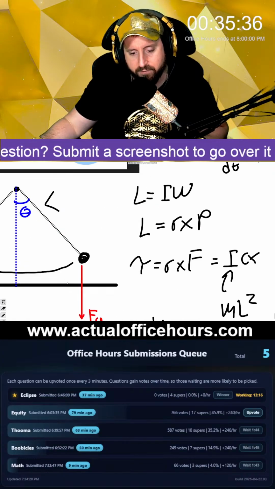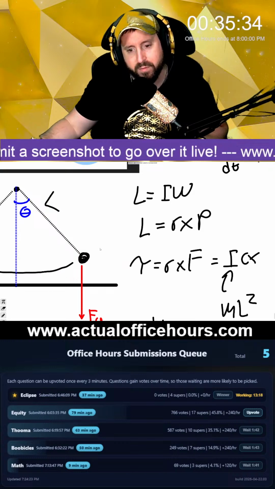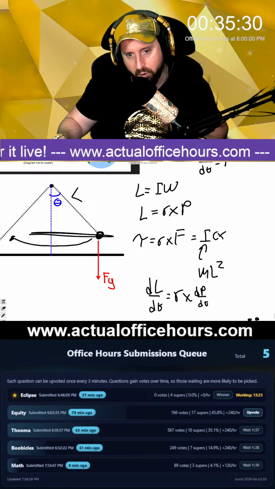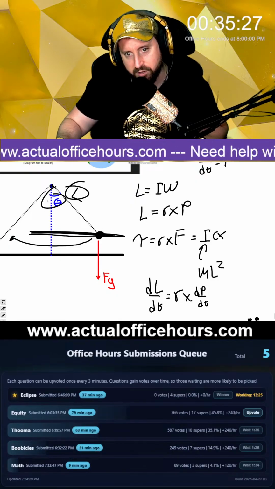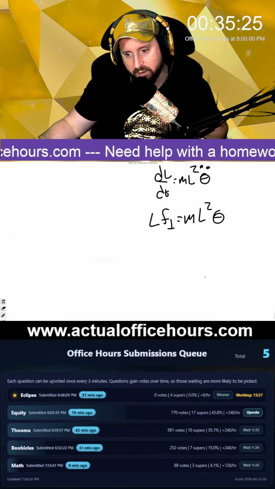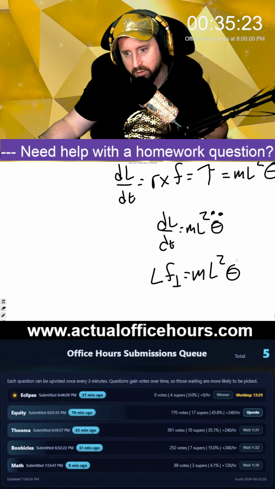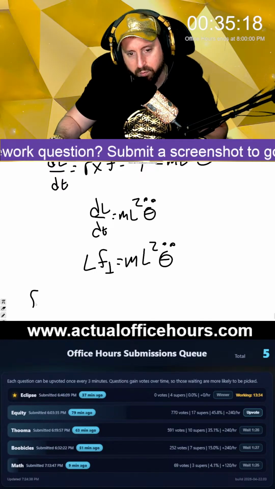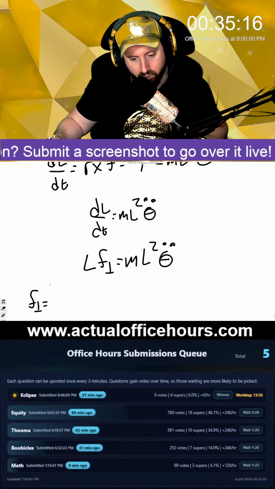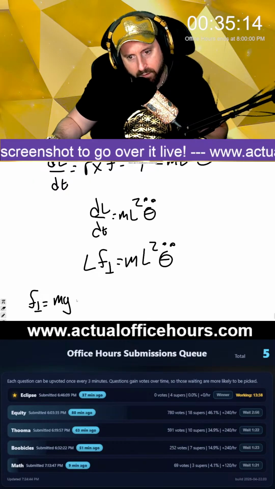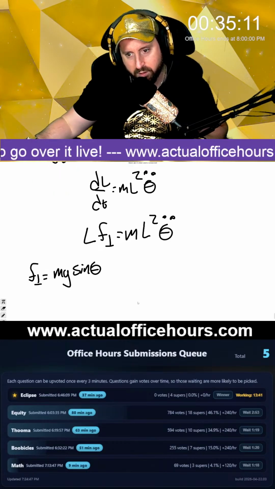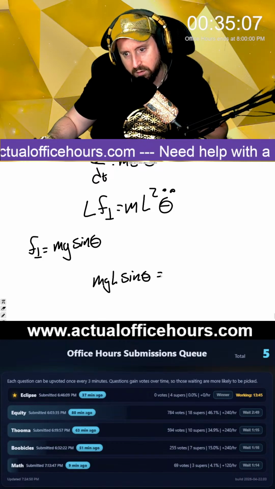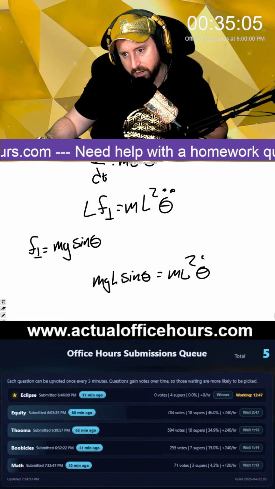Okay, because F is mg, right? Yep. Mg points down. So I need the perpendicular component of L, and that's going to be L sine theta. Aha. Okay, I think I see where this comes from. Right. So F perp is equal to mg sine theta. Got you. Okay, so then you get this. You get mgL sine theta is equal to mL squared theta double dot.